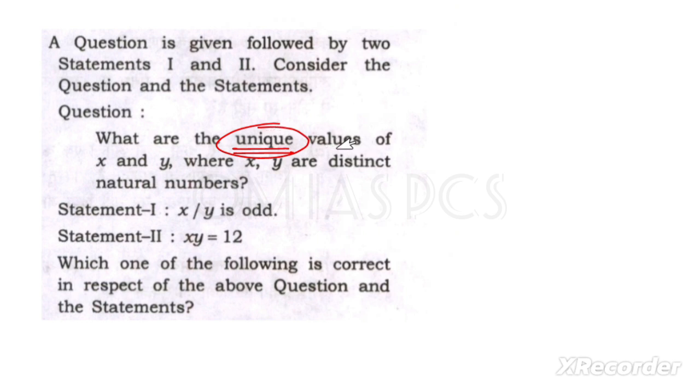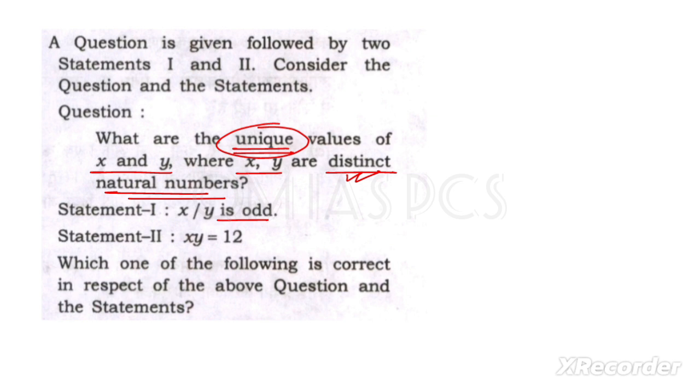Unique values of x and y, where x and y are distinct. Again, distinct means different. Natural numbers means counting numbers. So the first statement is given: x by y is odd. The second statement is: the product of x and y is 12.